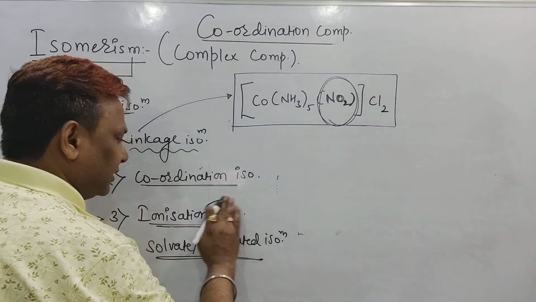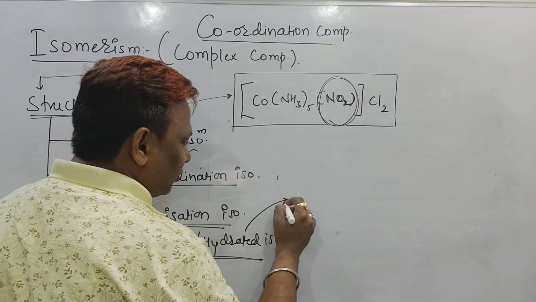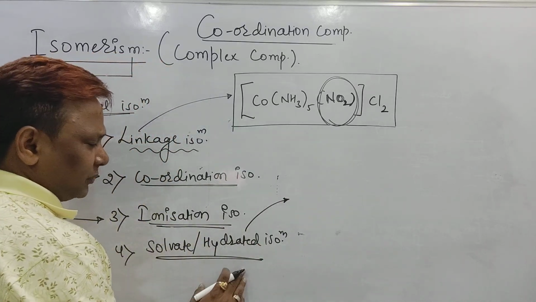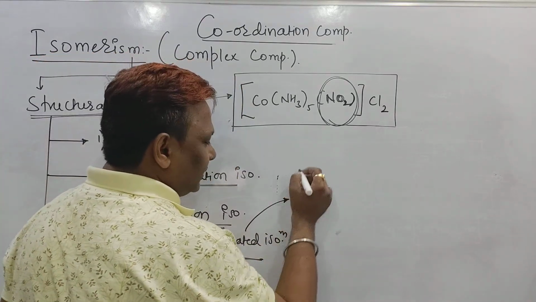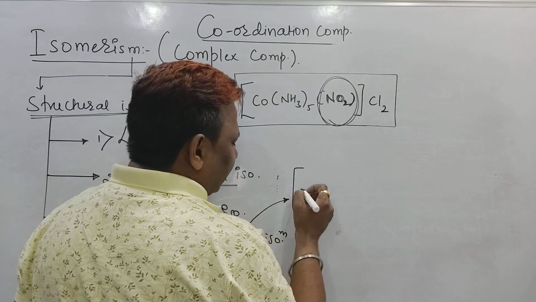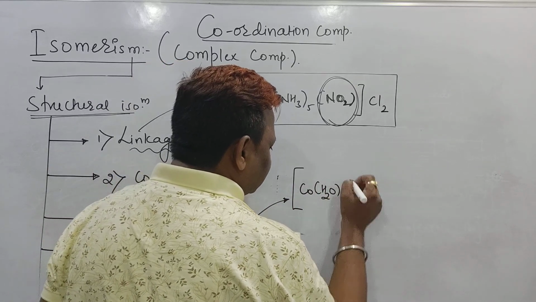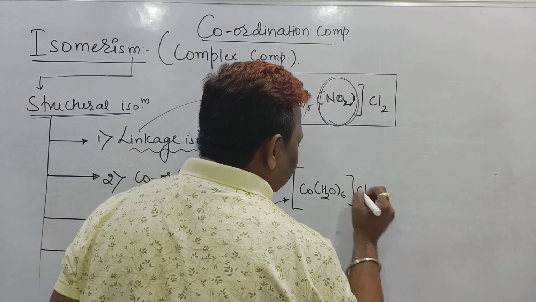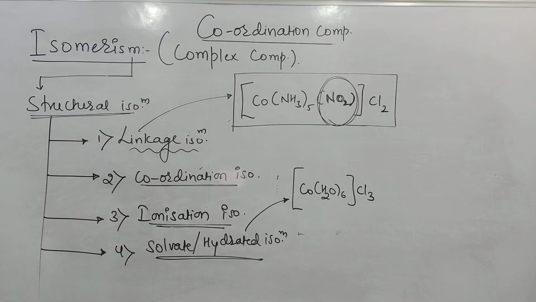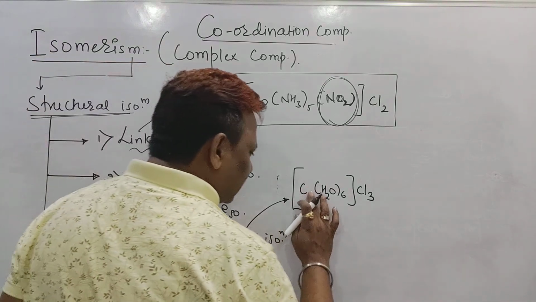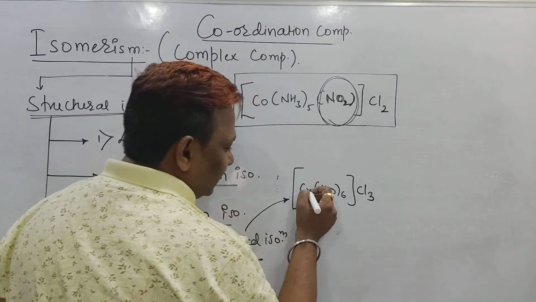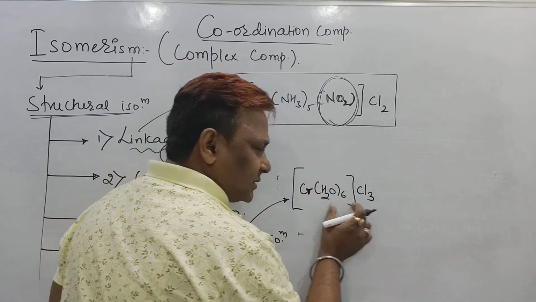Now I will discuss what solvent isomerism, or hydrate isomerism, is. I will take one central metal atom, then take water molecule six times, and then Cl3. I repeat here: in NCERT they have mentioned chromium, water taken six times, Cl3.